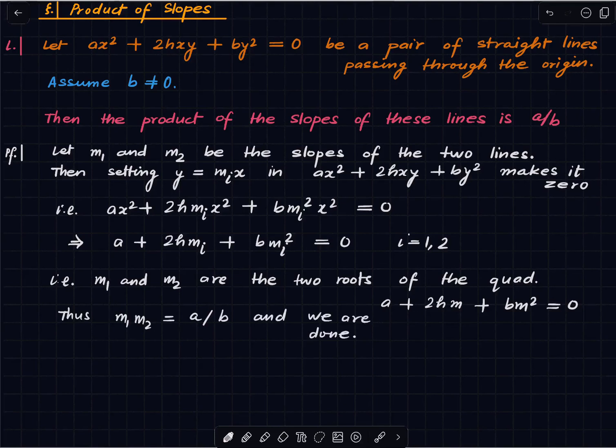Note that the assumption that b is non-zero also appears in the course of this argument, because for this to be a quadratic equation, b has to be non-zero, otherwise this is not a quadratic. Okay, so this finishes this proof of a very nice fact.